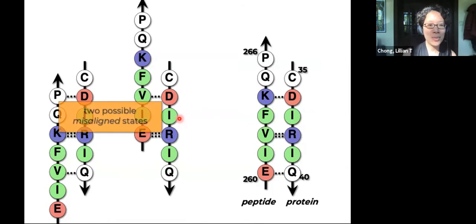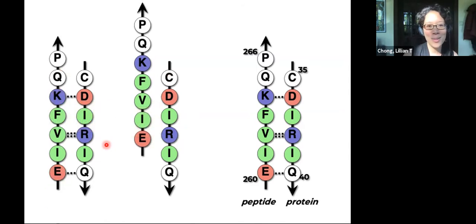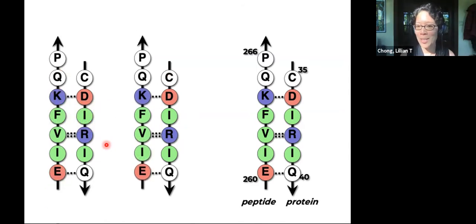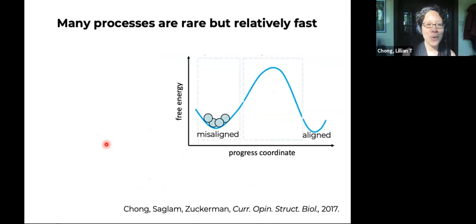We wanted to be able to simulate, from these two possible misaligned states, the rearrangement to the correctly aligned state. So how might we do this? It's challenging to simulate because they take a long time. Why is that? Well, fortunately, these processes are rare but relatively fast. Meaning that if you started a number of simulations, indicated by these spheres, from the initial misaligned state, every so often you'll get a lucky transition over the free energy barrier to the target aligned state.